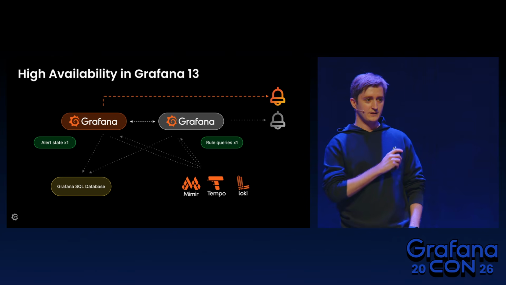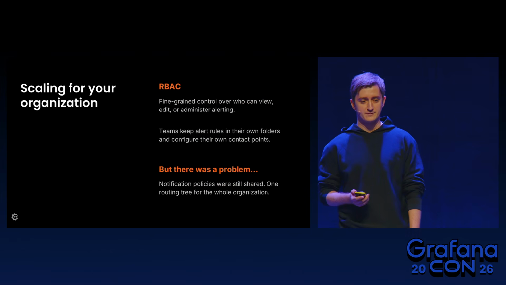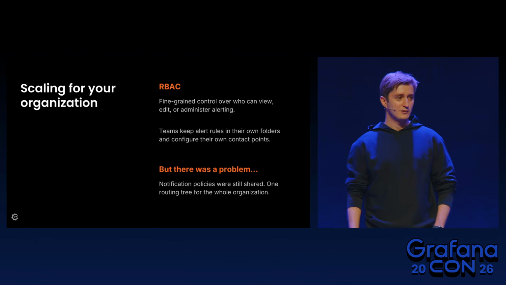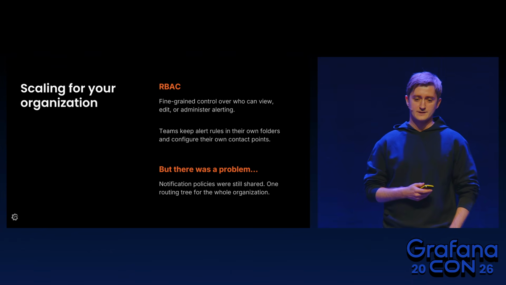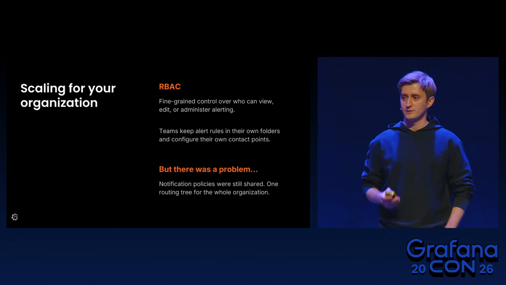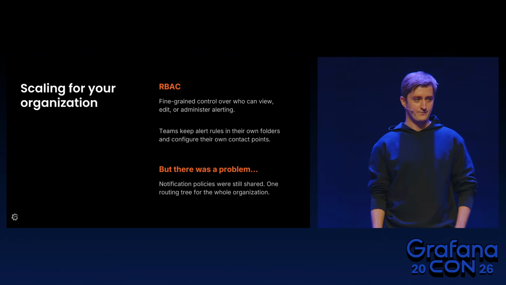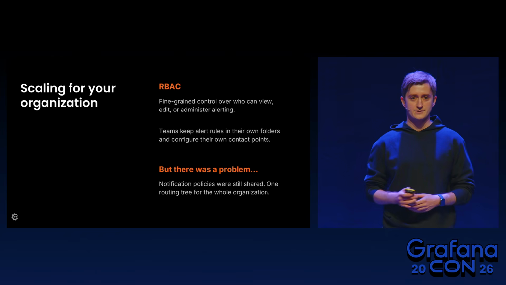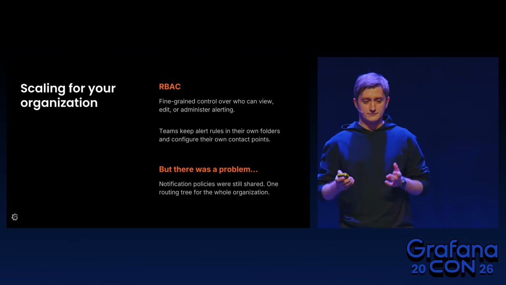But I also said in the beginning that scaling isn't just about load. It's also about handling more teams as your organization grows. And for that, we've had role-based access control for a while now. Teams can own roles in folders with fine-grained control over who can change their alerting. And contact points have access control too. But one piece was missing: notification policies. The routing tree that decides where notifications go when something fires or resolves. Up until now.